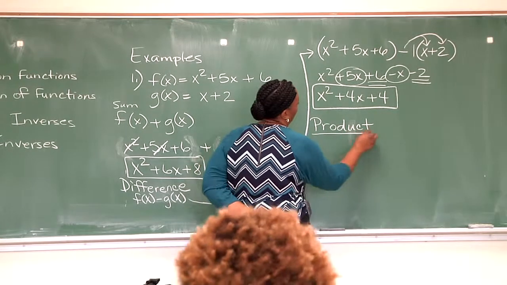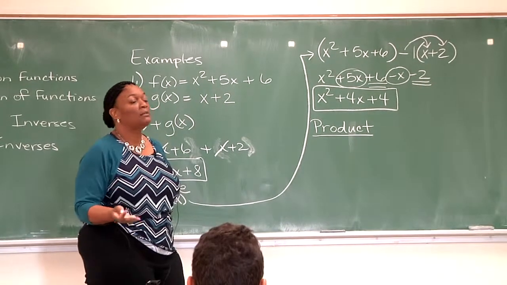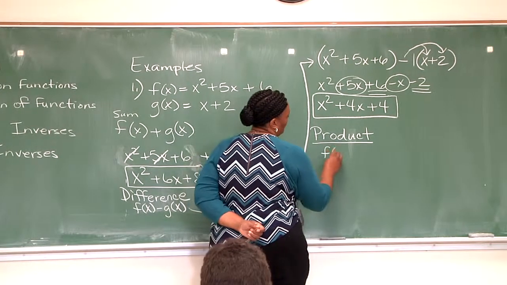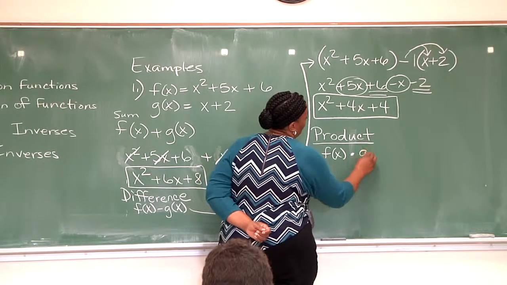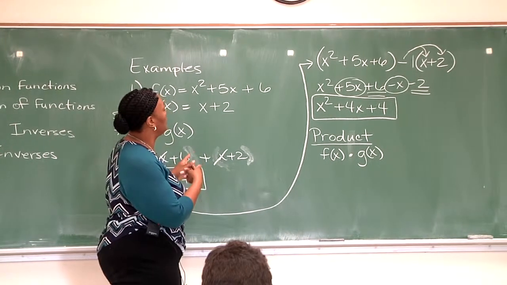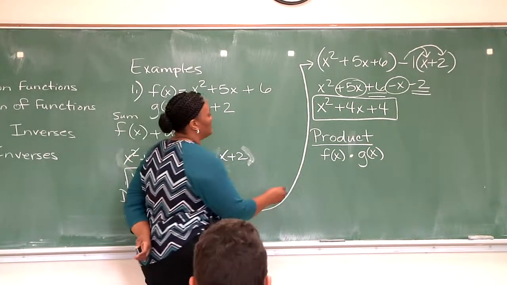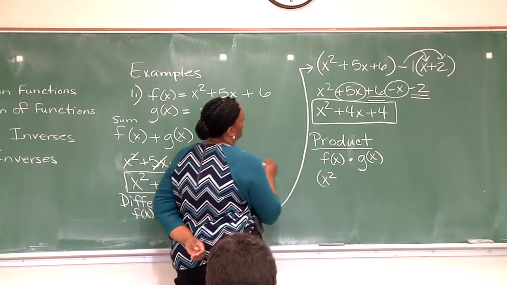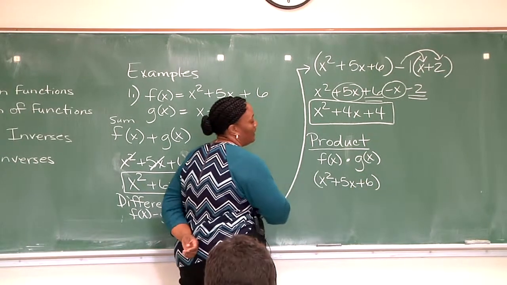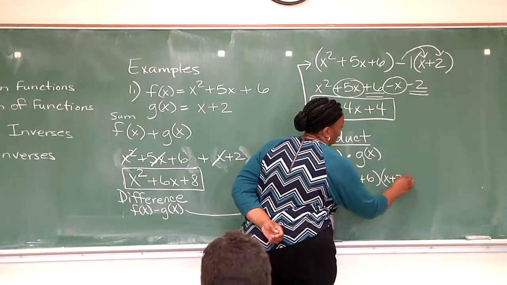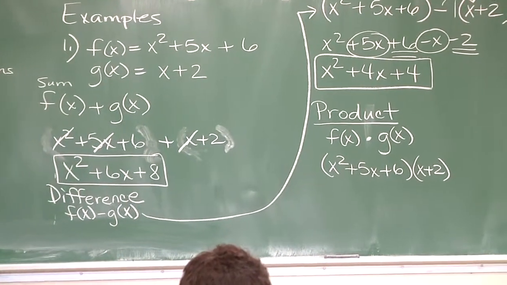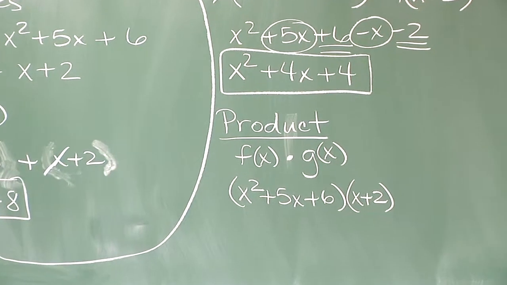When it comes to finding the product, we're doing what? Multiplying. So I'm going to take these two functions here, f of x, and I'll multiply it times g of x. Once again, I'm using the same functions here to do this. So I have x squared plus 5x plus 6, with parentheses around that, times x plus 2.